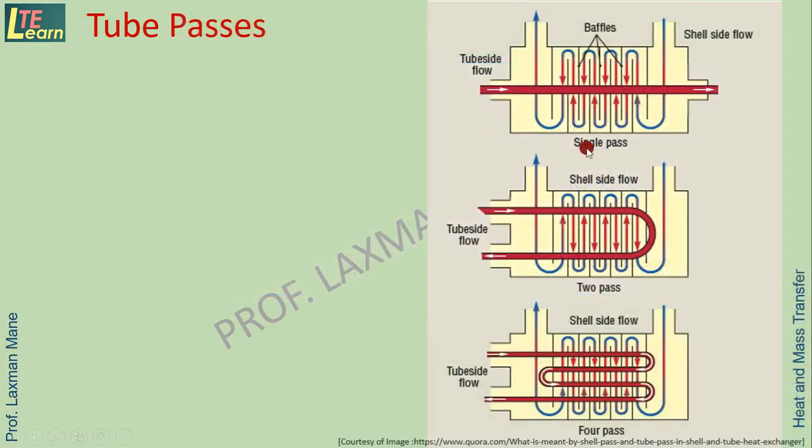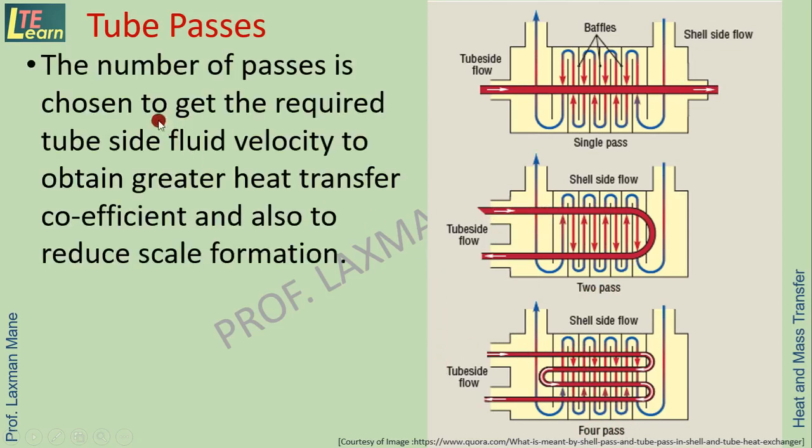Tube passes. Here in this image we can see this is a single pass, meaning one time the fluid inside this tube is flowing. This is a two pass, meaning two times, and here four times, that's why four pass. So the number of passes is chosen to get the required tube side fluid velocity, to obtain greater heat transfer coefficient and also to reduce scale formation.